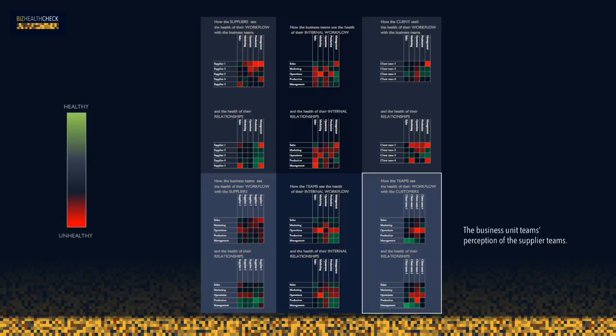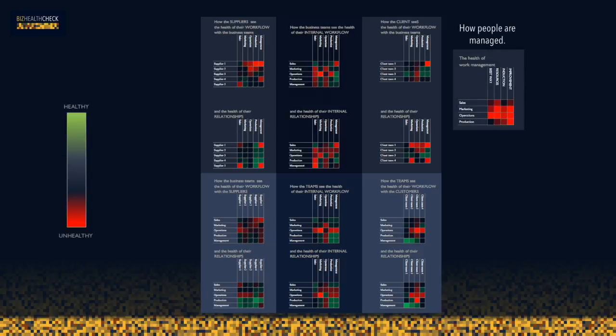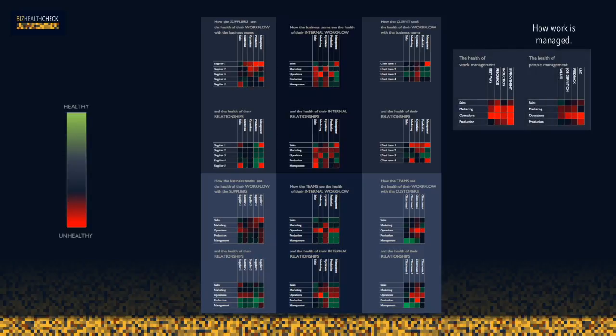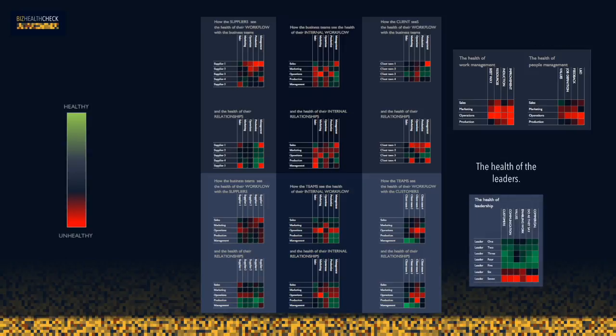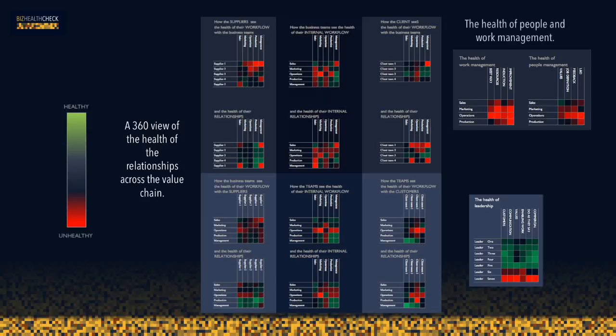But there's more. If we take this graduated heat map approach to looking at the way that people are managed, the way that work is managed, and the health of the leaders in the organisation, we end up with a 360 view of the health of the relationships across the value chain. We can see the health of people and work management and the health of the leadership all in one infographic report.